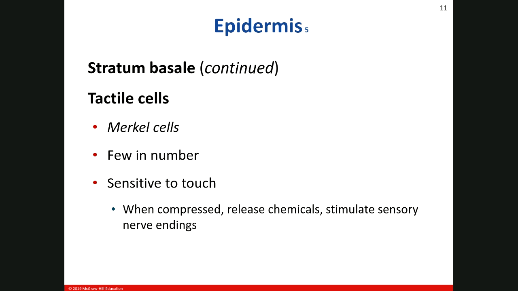Let me finish up with this slide here, and then we'll call it a night for lecture. The last one is the tactile cells, or Merkel cells. Touch sensitive. When they get compressed, they release the neurotransmitter, the chemicals there, and that will stimulate nearby sensory nerve endings to transmit a signal to the nervous system saying, I'm touching something.